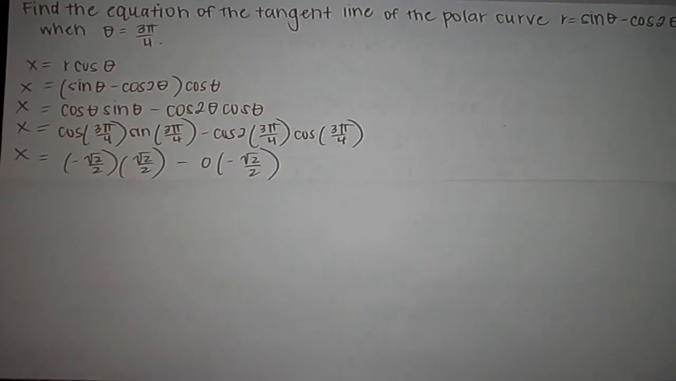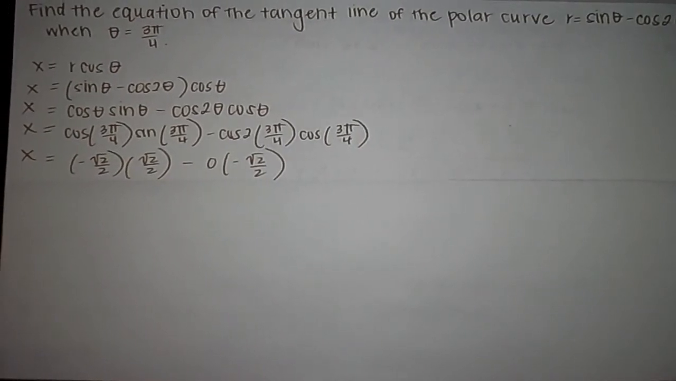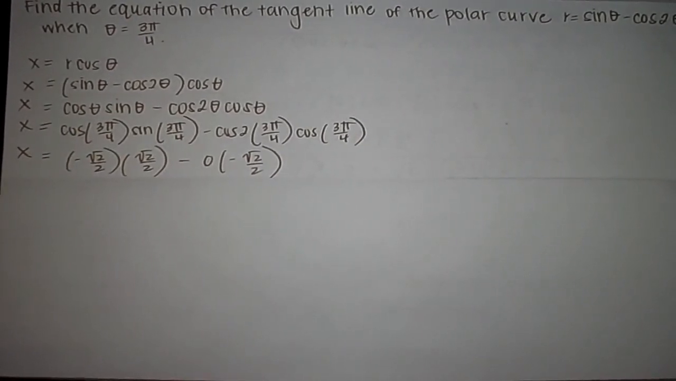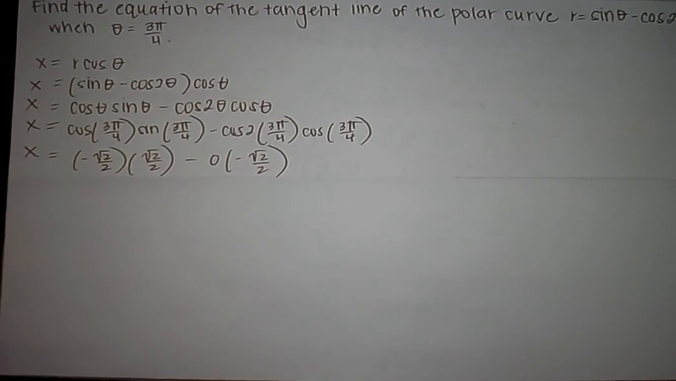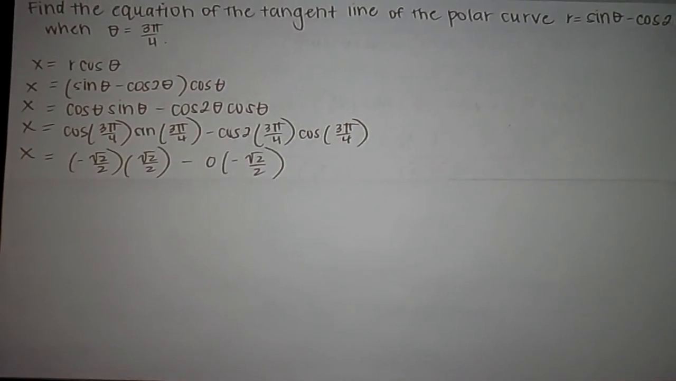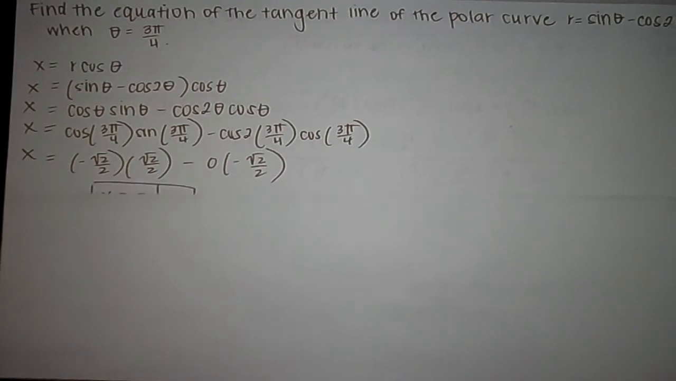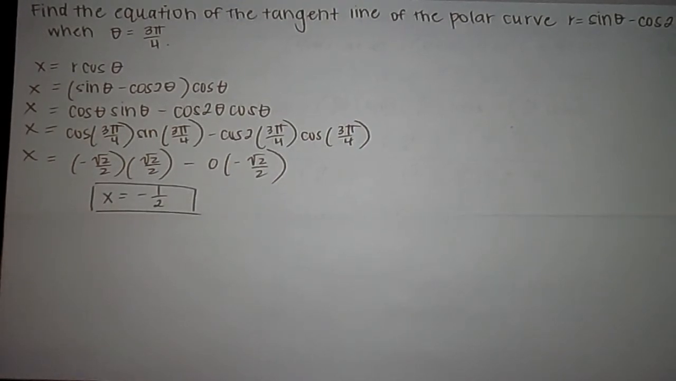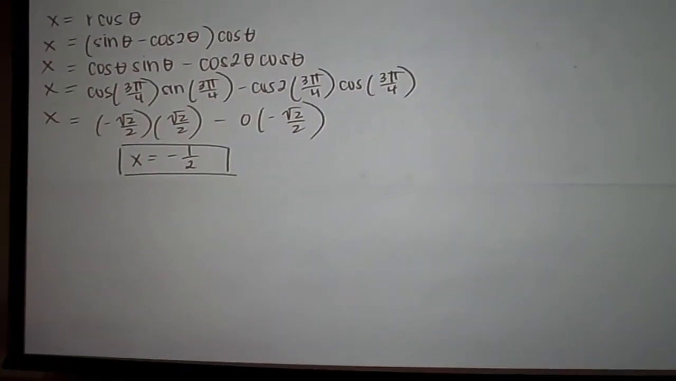Which leads us to the values of negative radical 2 over 2 times radical 2 over 2 minus the cosine of 3 pi over 2, which is 0, and then cosine 3 pi over 4 is negative radical 2 over 2, which leads us to x equals negative 1/2. So we look for the derivative of x.